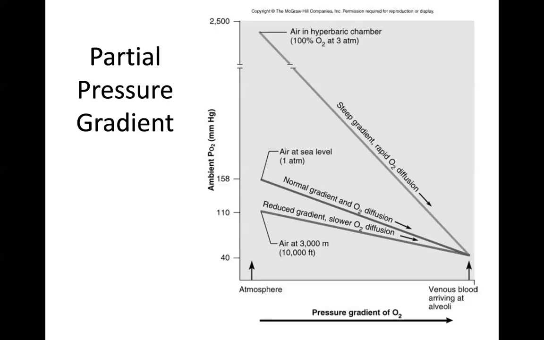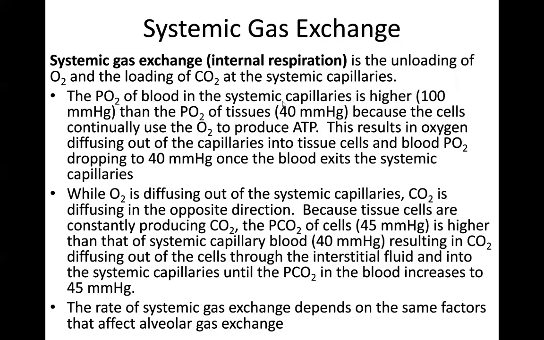So very unfortunate situation, but people that climb Mount Everest aren't probably a normal breed. Now, on the opposite end of the spectrum, you can drive ambient PO2 up by hopping in a hyperbaric chamber, where you can drive the PO2 up around 2,500 millimeters of mercury, and that creates an extremely steep gradient and easy rapid oxygen diffusion into the blood. So that's what is illustrated there.